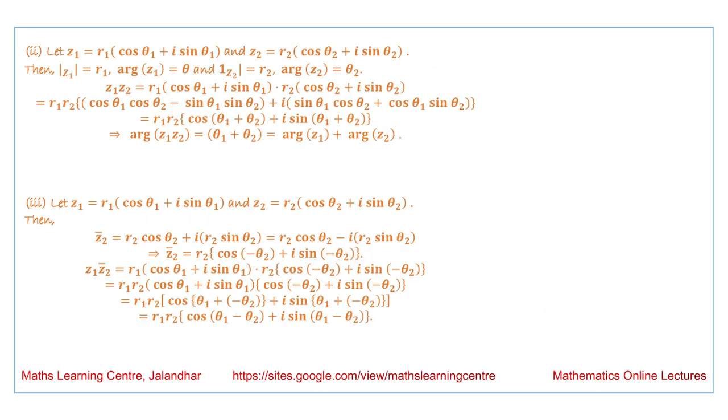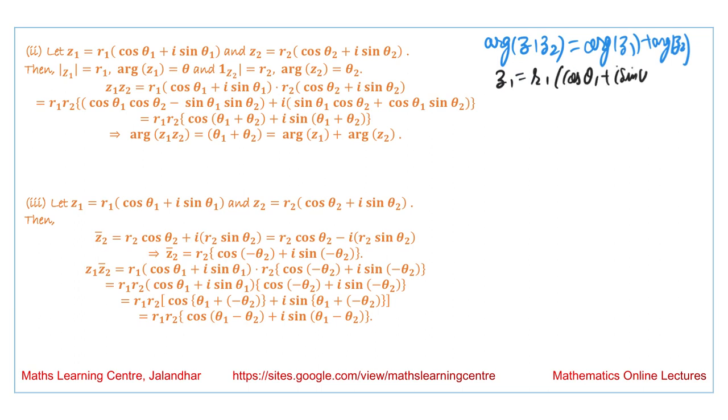Next result we have to prove is that argument of z1 z2 is equal to argument of z1 plus argument of z2. So again we are considering two numbers over here. One is z1 equal to r1 (cos theta 1 plus iota sin theta 1), and z2 is equal to r2 (cos theta 2 plus iota sin theta 2).